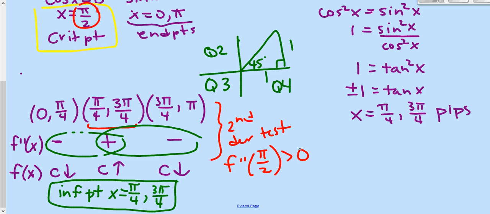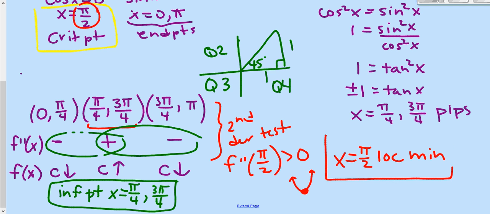And that means that pi over 2 is a, let's figure this out, let's think about it. If the second derivative is positive, that means the graph is concave up. So that means pi over 2 is a minimum. So x equals pi over 2 is a local minimum. There we go. That completes this example.